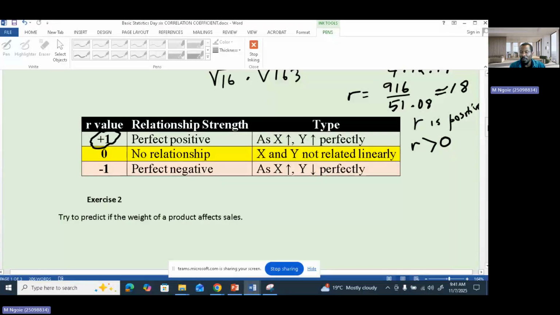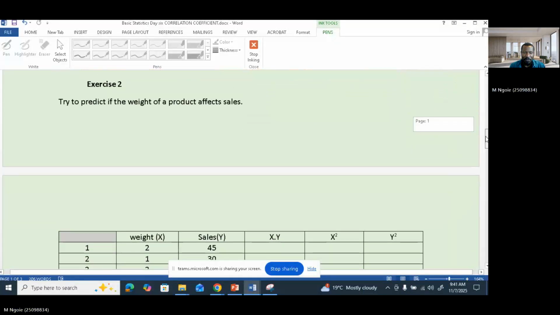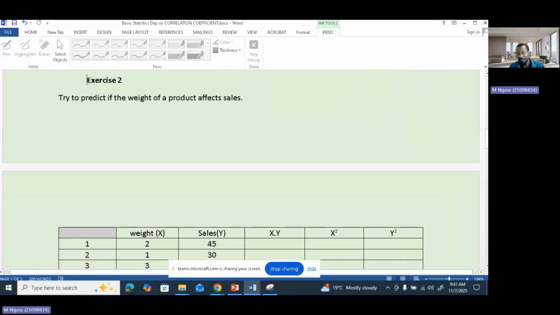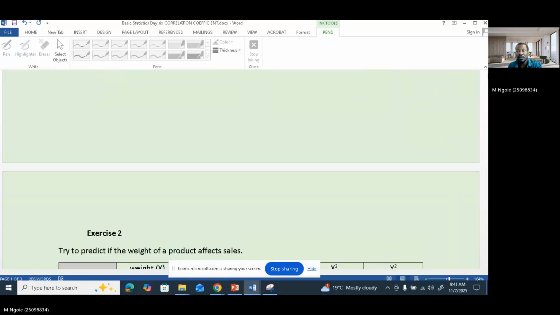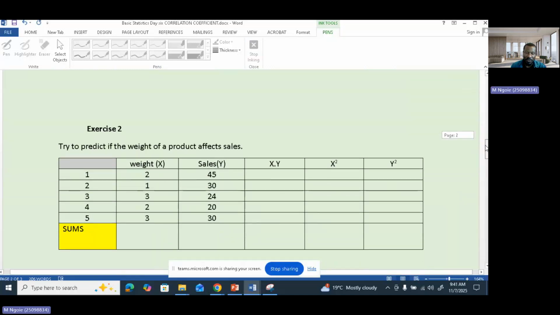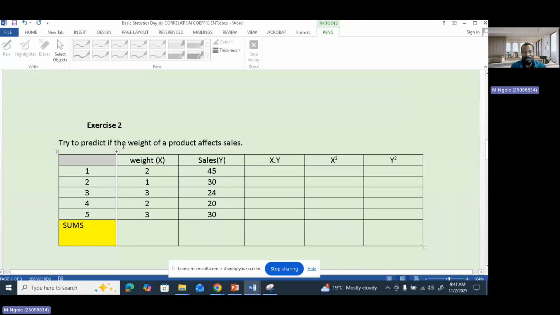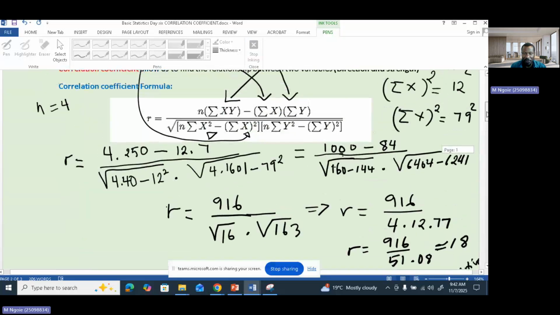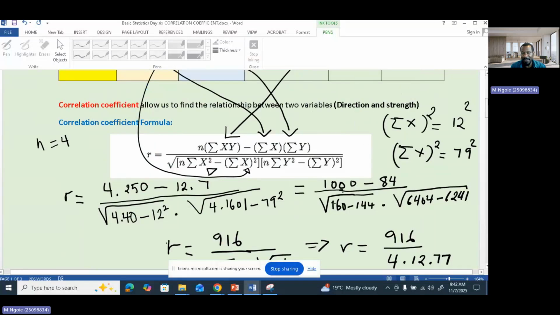Let me share my screen again. So now we're going to come here. Let me first do this. This exercise, you can try to practice yourself. You are trying to predict if the weight of a product affects your sales, right? So you can just fill those 3 columns, and you go to the formula, you replace, right?